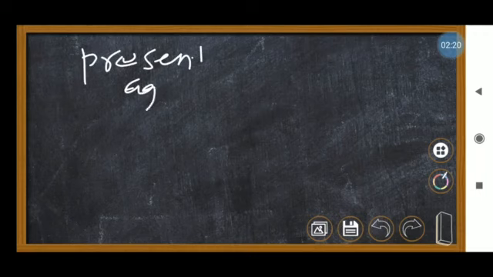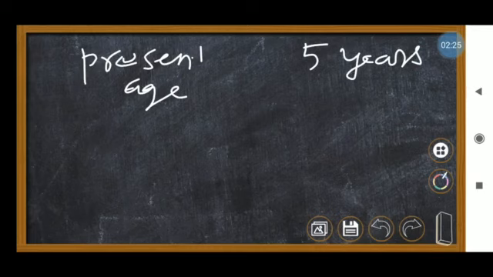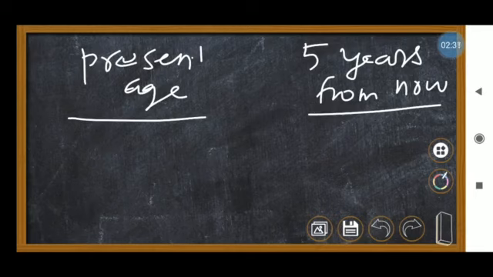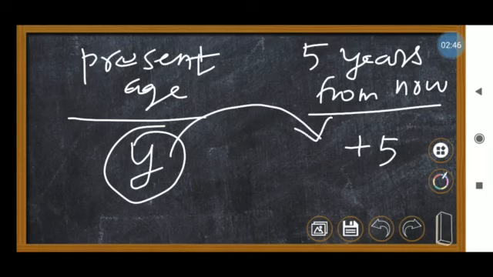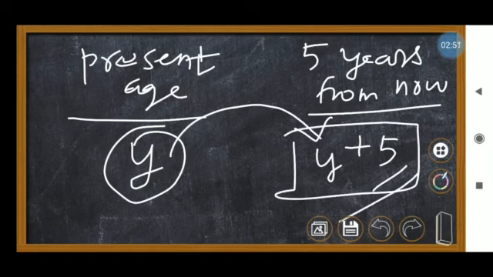Okay, present age, 5 years after. So 5 years from now, first we have to write the present age. What is the present age of Sarita? The present age is Y years old. So 5 years from now means we have to put plus 5. What's the current age of Sarita? That we have to put. So Y plus 5. The answer is Y plus 5.